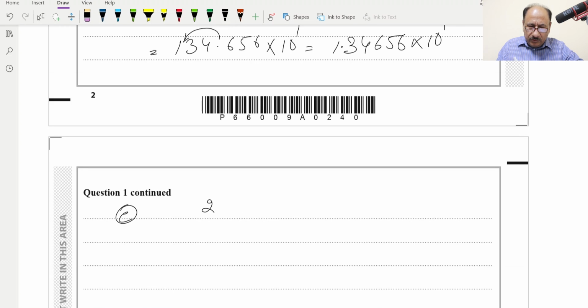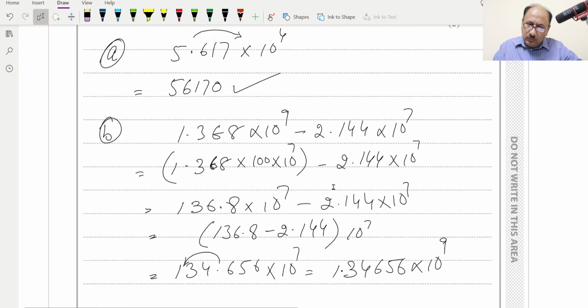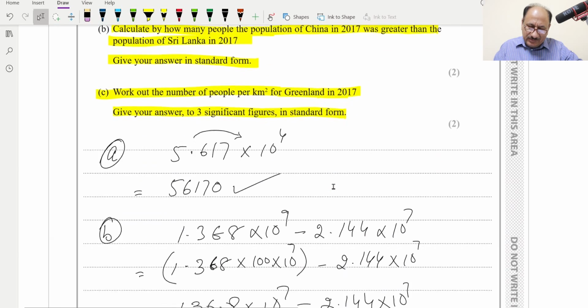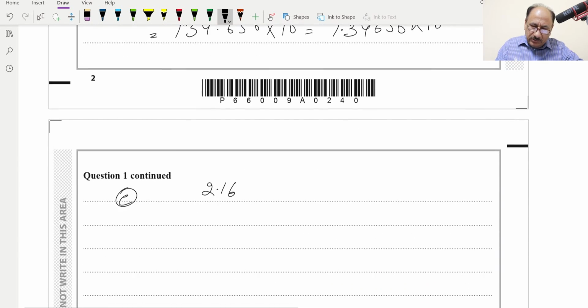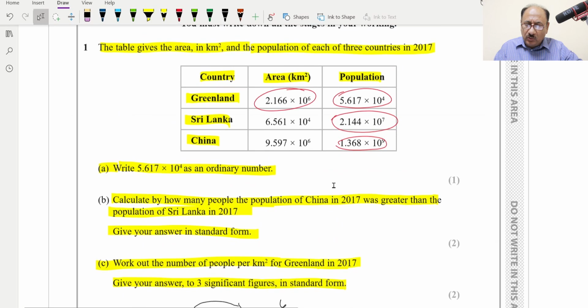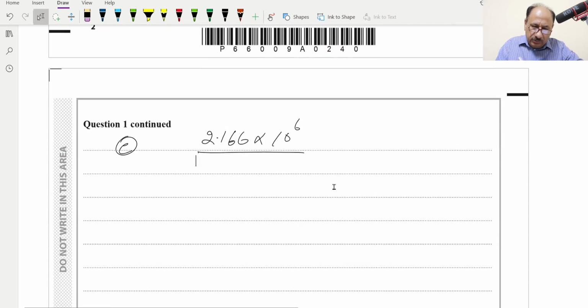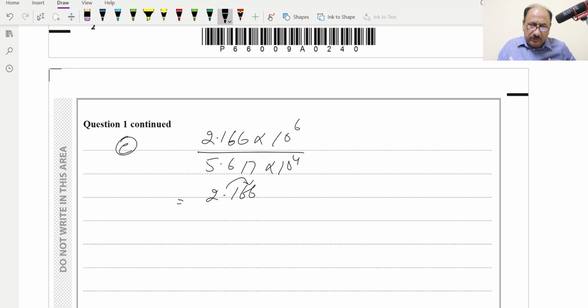2.166 × 10 raised to the power 6, and the population is 5.617 × 10 raised to the power 4, so we can divide by this, so it will be 5.617 × 10 raised to the power 4, and we can rewrite this. 2.166: basically we will shift the decimal 2 digits to the right, so it will be 216.6 × 10 raised to the power 4 over 5.617 × 10 raised to the power 4.